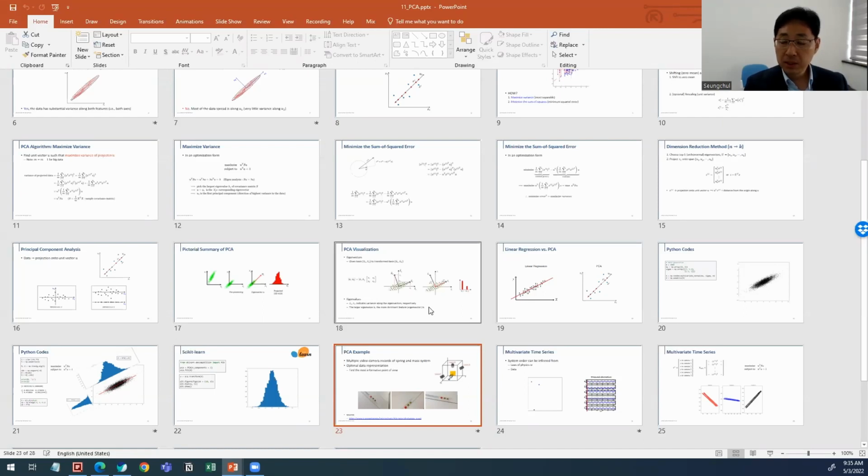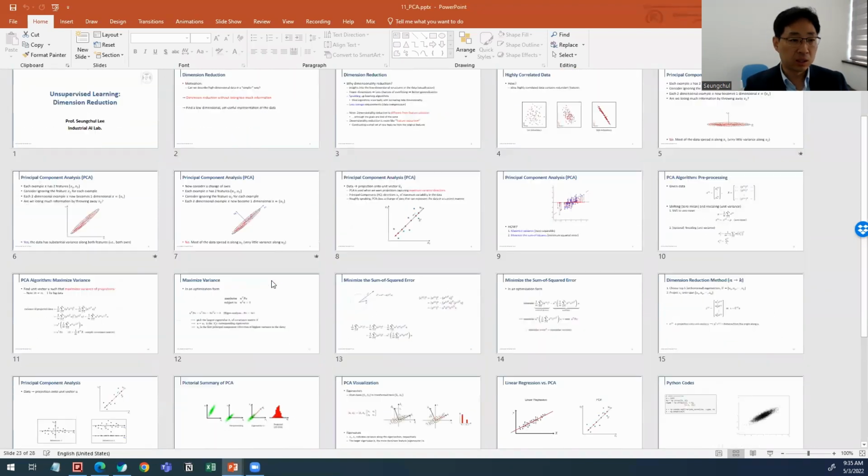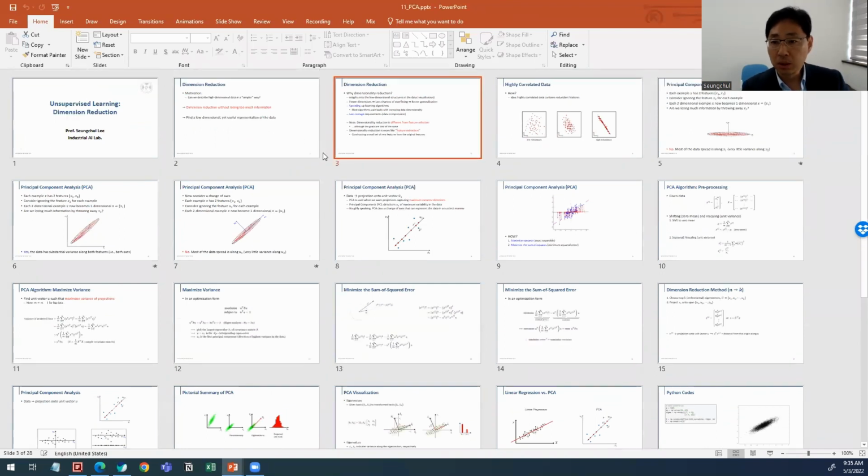Last time we did PCA, principal component analysis. For unsupervised learning, there are two main topics: one is clustering, and the second is dimension reduction. Dimension reduction starts with the motivations, and I think you all know the benefit of re-representing the dataset in lower dimensions. There are many ways to do dimension reduction, but one of the most famous and useful is principal component analysis, and that's what we did.